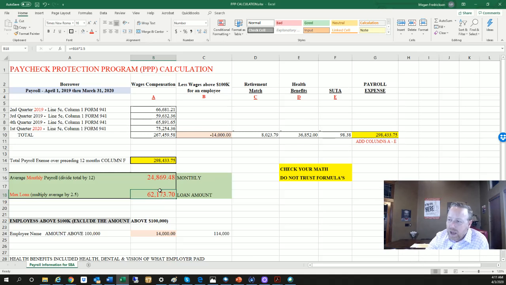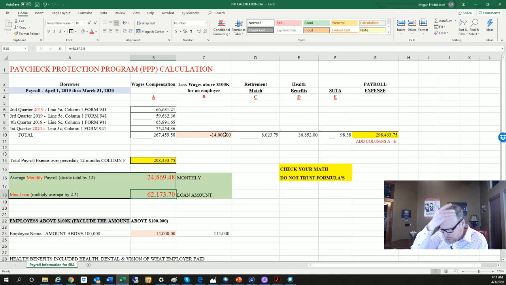Basically, it's taking everything from the 941s plus the adjustments for someone making over 100 grand. Again, it's just the amount over the 100, the match, the health benefits, the SUTA. They got 298. What's that on an average per month? 24K. What can they borrow? 62, because it's 2.5 times.